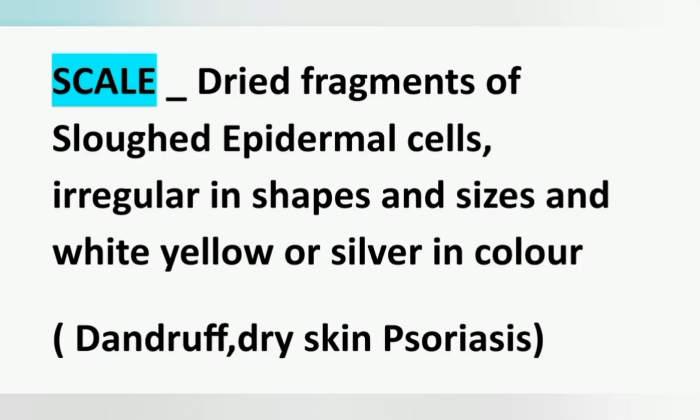And next point is scale. This is dried fragments of sloughed epidermal cells, irregular in shape and size, and white, yellow, or silver in color. The dried fragments of epidermal cells are known as scale. For example, dandruff and also dry skin. If a person has dry skin, that is also an example of scale, and the skin in psoriasis, all are examples.